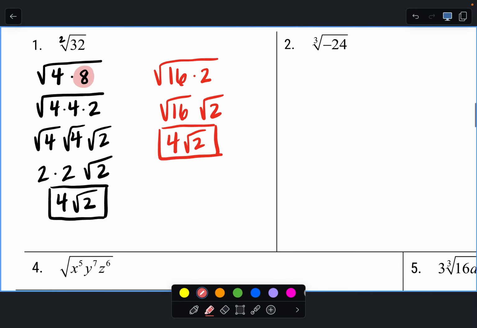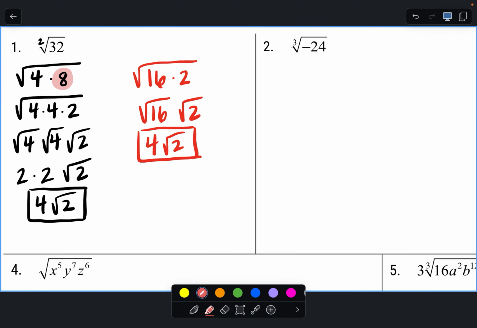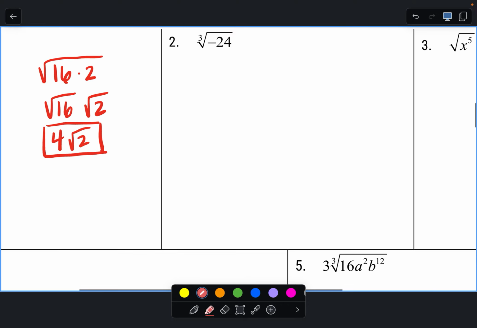Now, whenever we're taking a square root, you're looking for pairs of things that are being multiplied. So I'm counting how many pairs I have. I have one pair of x's and I have another pair of x's. That's going to tell me how many x's come outside. You're pulling the pair out.